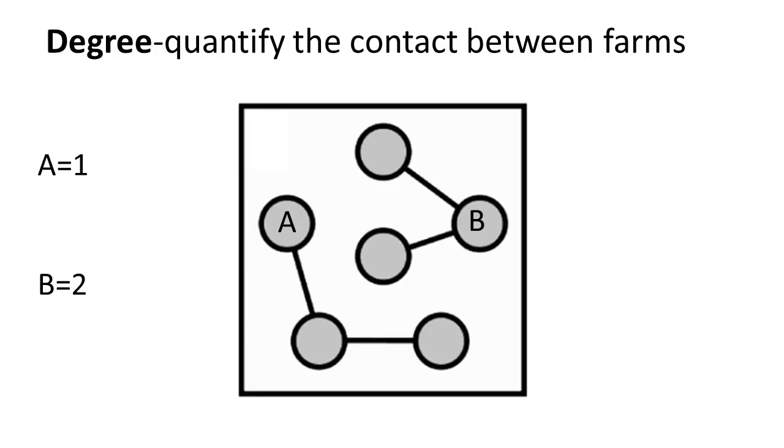One of the most basic things we would measure in a network is the degree. We would measure the degree of each farm, which is just a fancy way of saying that we're measuring how many connections each farm has. So farm A here has a degree of 1 because it has one other contact. Farm B has 2 contacts. So, pretty straightforward.